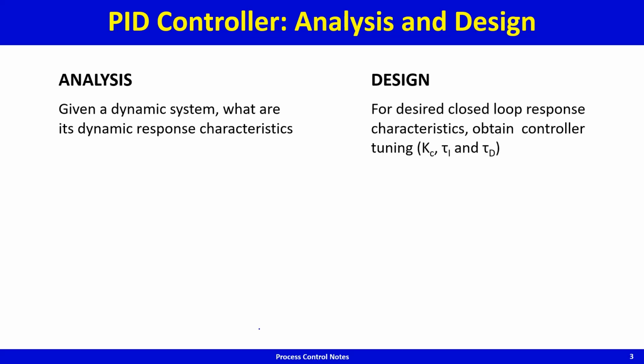Design, on the other hand: you have a certain desired closed loop response characteristic, and you want to obtain that response characteristic through proper choice of Kc, tau I and tau d, your controller tuning parameters. So you design your tuning parameters to satisfy dynamic performance criteria.